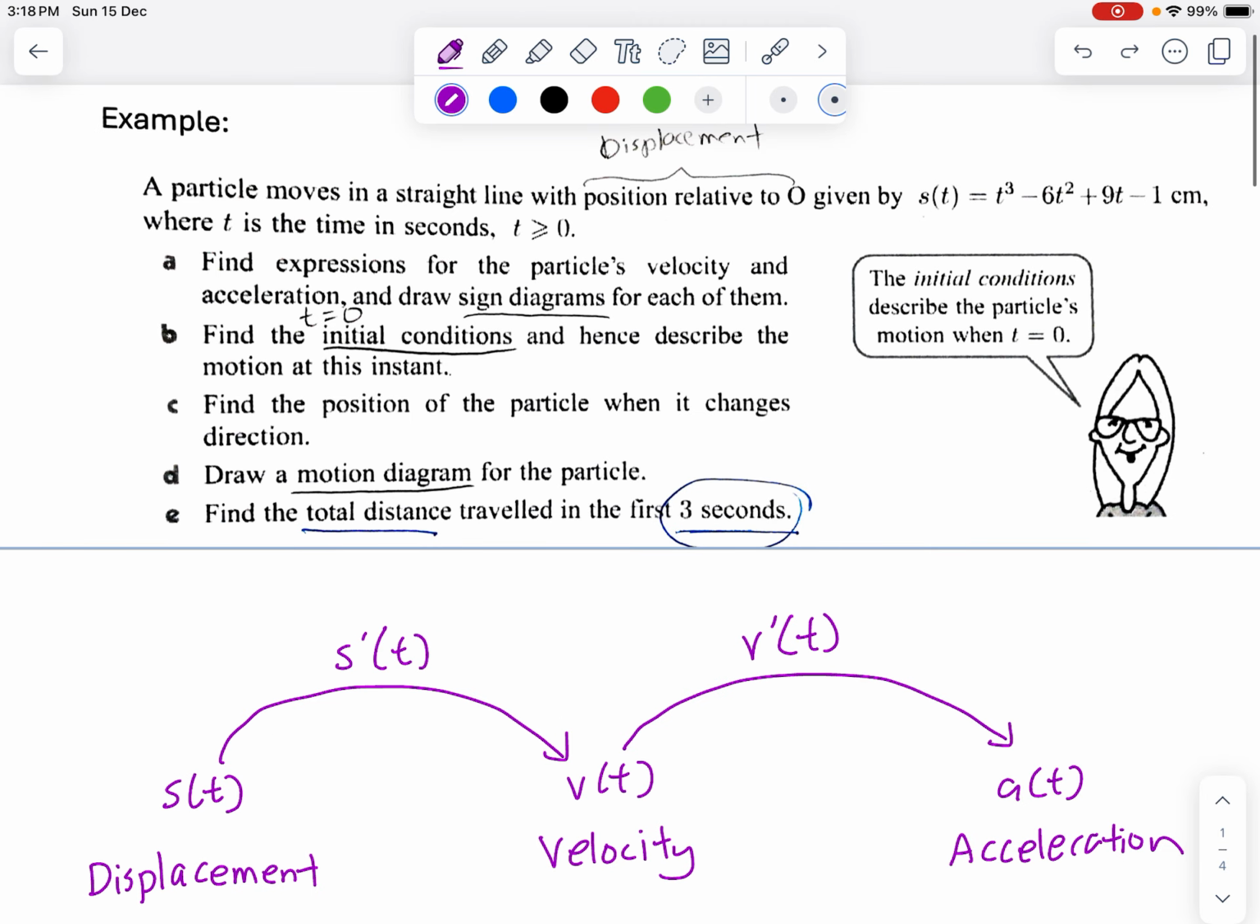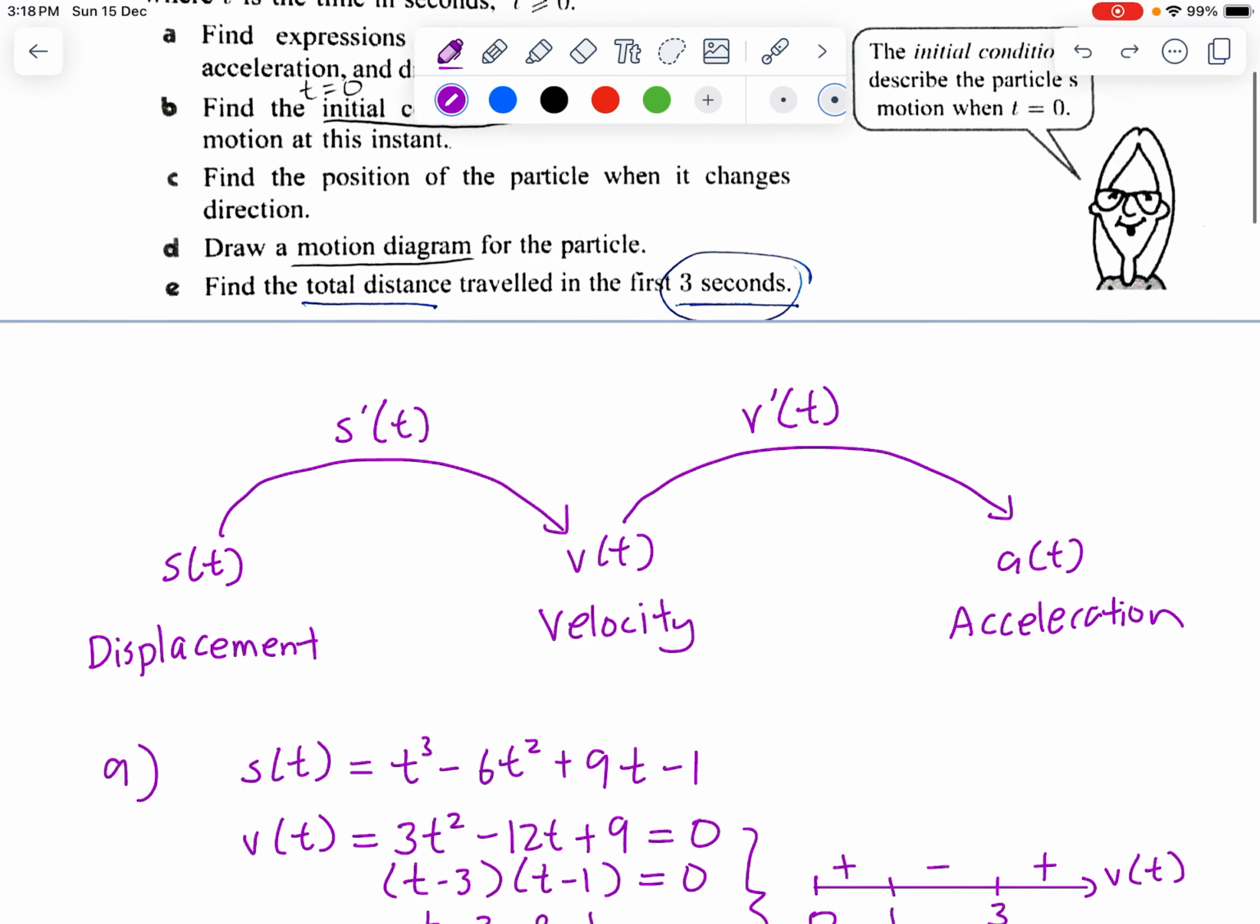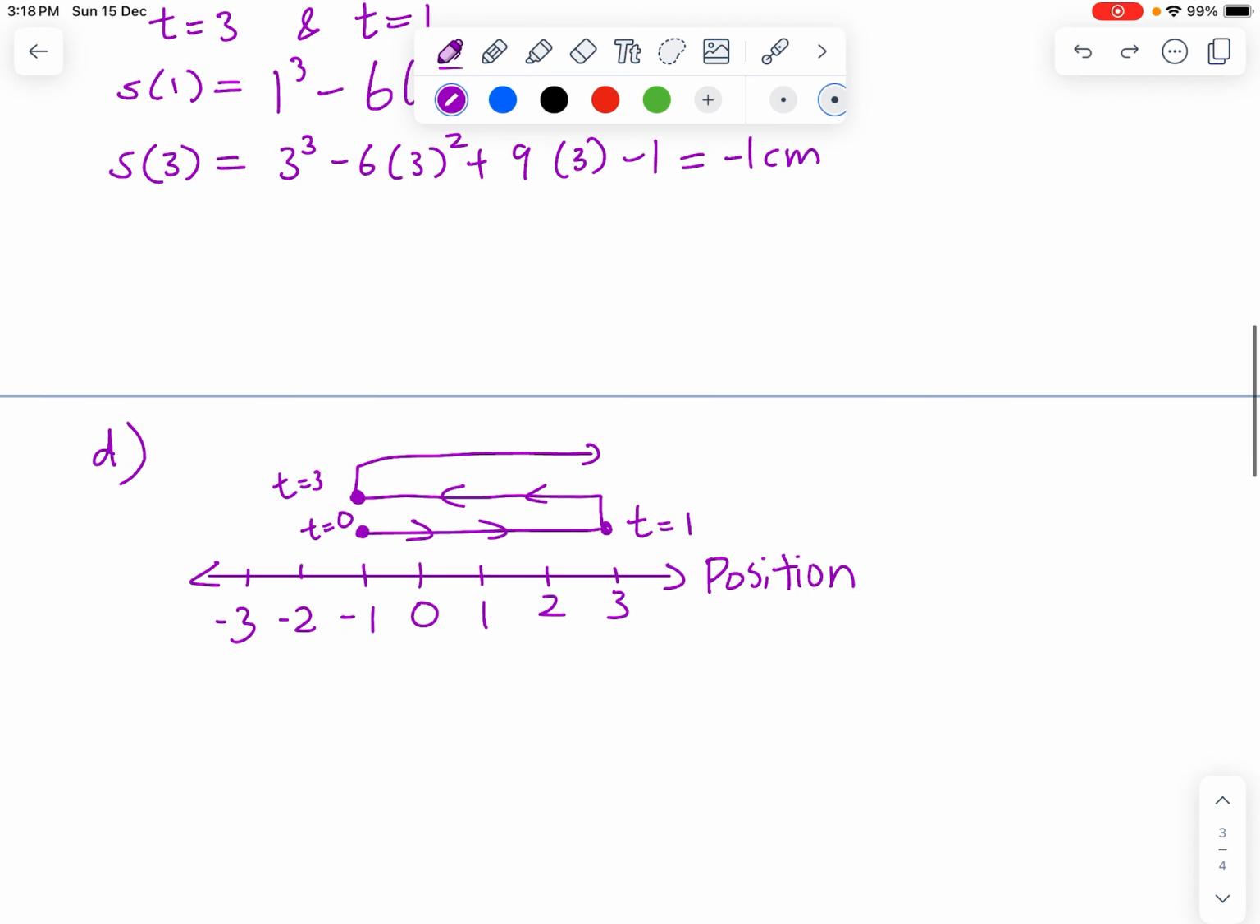And now we want to find the total distance traveled in the first 3 seconds. So in the first 3 seconds, we want to show the distance. Now how do we do that? Well, here in our motion diagram, we actually already found out when t equals 3. It does say that the position is at -1, but that doesn't mean that it is the total distance. To find the total distance, we want to see all the way here.